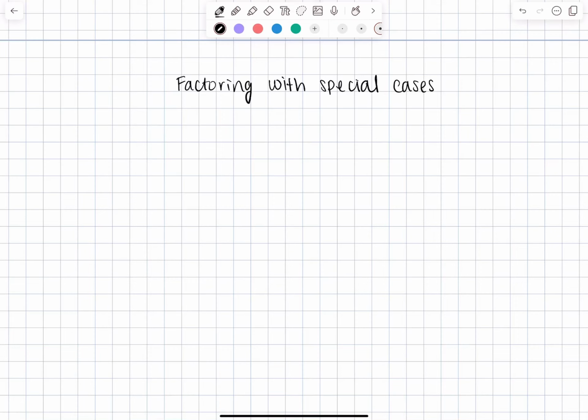Hey guys, in this video we're going to be learning how to factor with special cases, and we have two special cases. The first one is the difference of squares. We have a principal formula for this, which is a squared minus b squared. When we have that form, we're going to get a plus b times a minus b. So let's look at a couple examples.